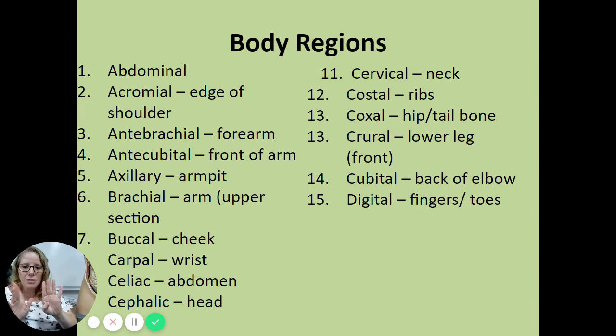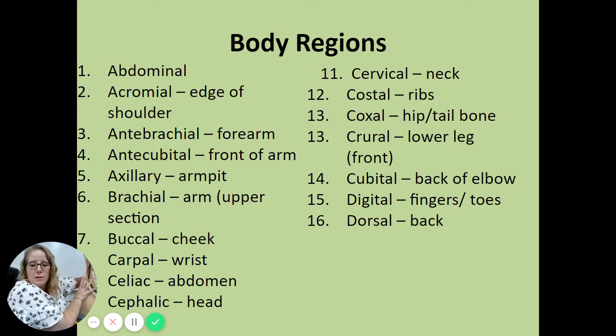Digital refers to your fingers and your toes, the digits. Dorsal refers to the entire backside. So remember when we talked cavities, the dorsal cavity was on the back side. It contained the brain and the spinal cord.